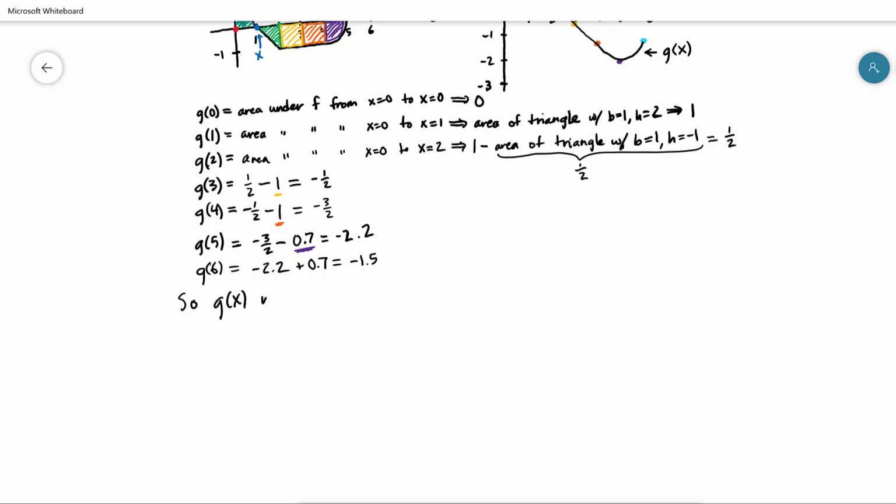G of x represents the cumulative area under the curve of, in this case, f of t.